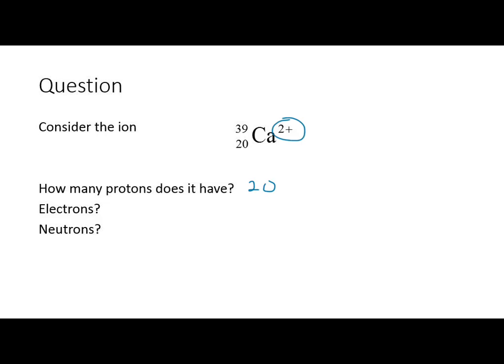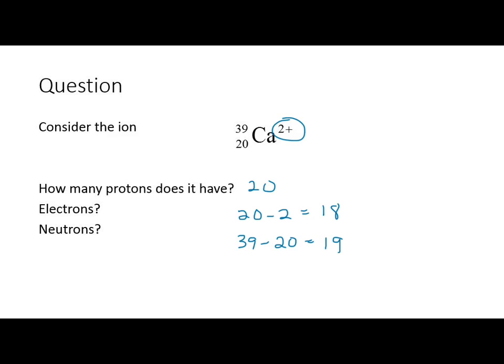Electrons, now in this case, the number of electrons is different than protons. So does this make sense? We actually have 20 minus 2, which is equal to 18 electrons. Some of these, you just think about it. Does it make sense that it has 18 electrons and 20 protons? Would that give you a positively charged ion? And the answer is yes. That's how I think of it. So neutrons, we take its mass number, which is 39, and subtract its atomic number, 20. And it gives you 19 neutrons.